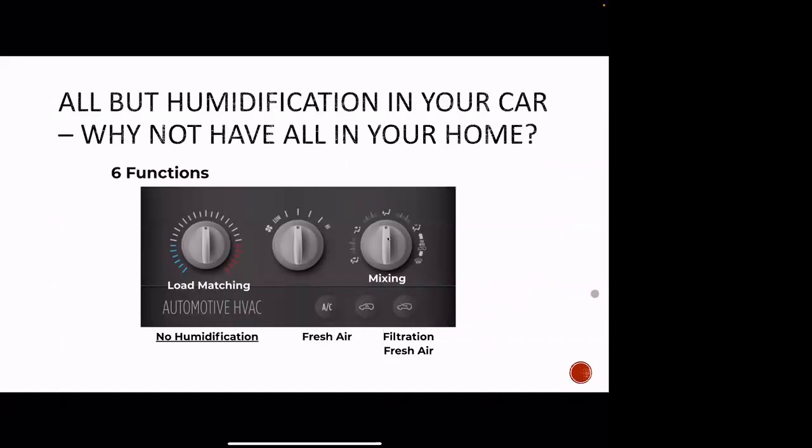So basically, like a car HVAC system, it has 5 of those 6 functions. The only one it doesn't have is humidification. So we have our mixing, our load matching, our fresh air from out, our filtration of that fresh air, but we don't have humidification. Why do our vehicles have more than our house? Why can't we have all of these in our home?